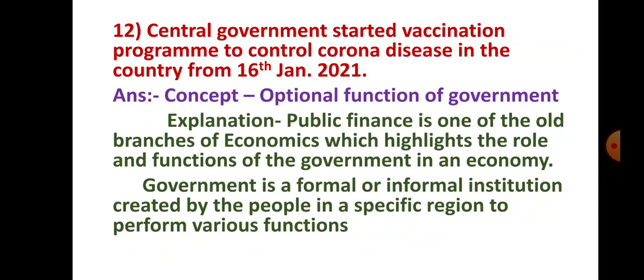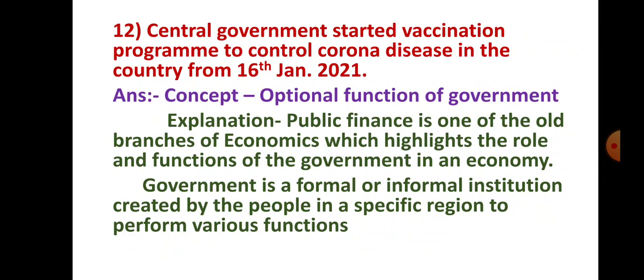Central government started vaccination program to control corona disease in the country from 16 Jan 2021. So what is your concept? Your concept is optional function of the government. There are two categories of the function of the government here. Optional function and obligatory function. So this illustration belongs to optional function of the government. Okay, now you have to explain what is the optional function of the government.